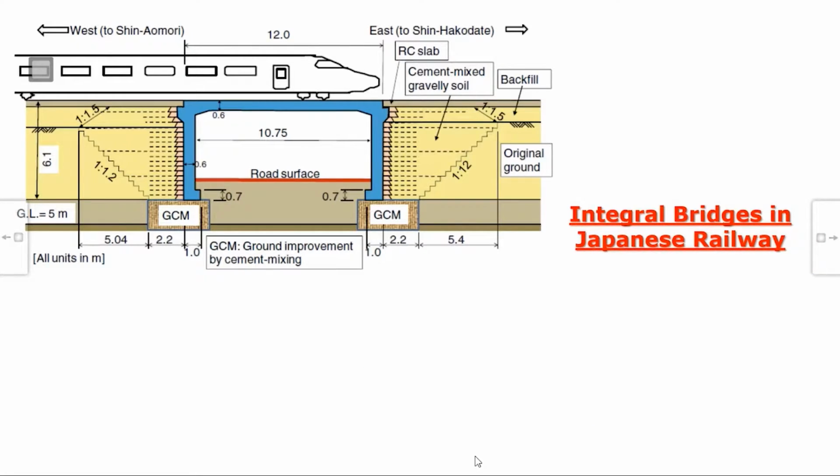This is another type, integral bridges, which they have used. Now you can see this is your bank, normal bank, and there is an opening here. So an inverted U sort of box they have given. Its thickness is only 600 mm. And the foundation is actually a pad of 0.7 mm. Below this is only ground improvement by cement mixing, meaning normal soil, gravelly soil with cement mix, for about 3.2 meter width.